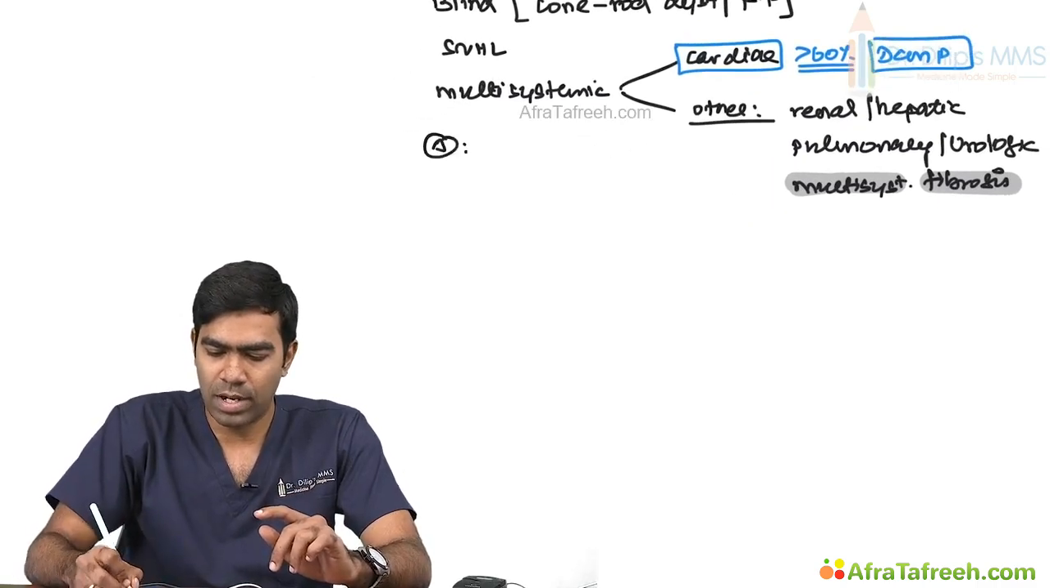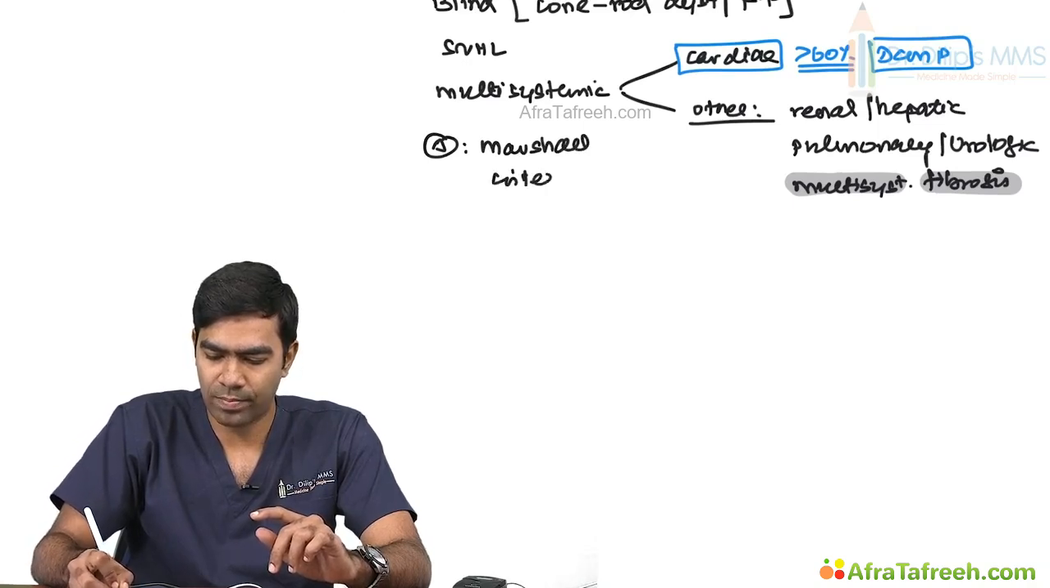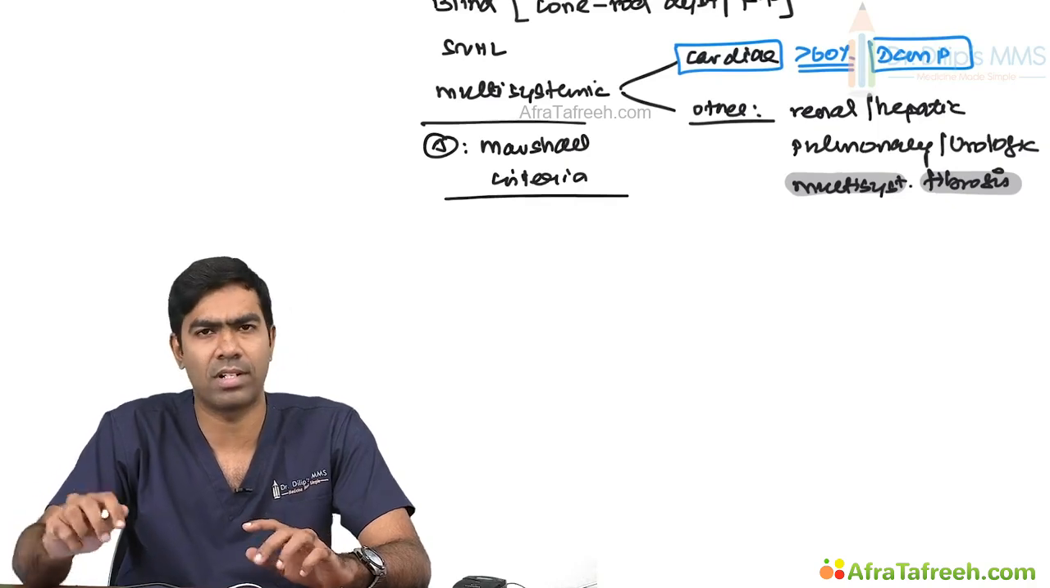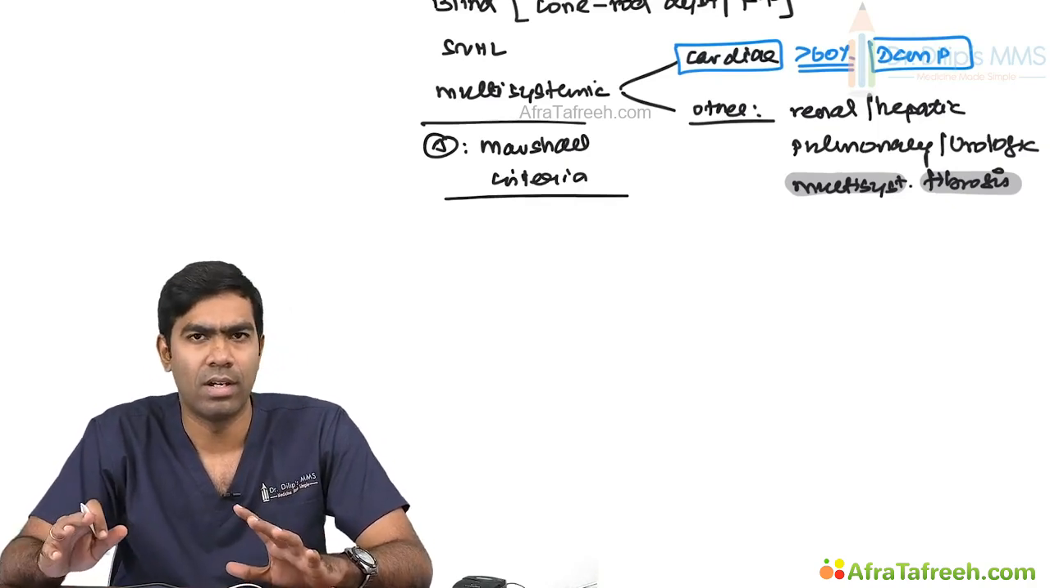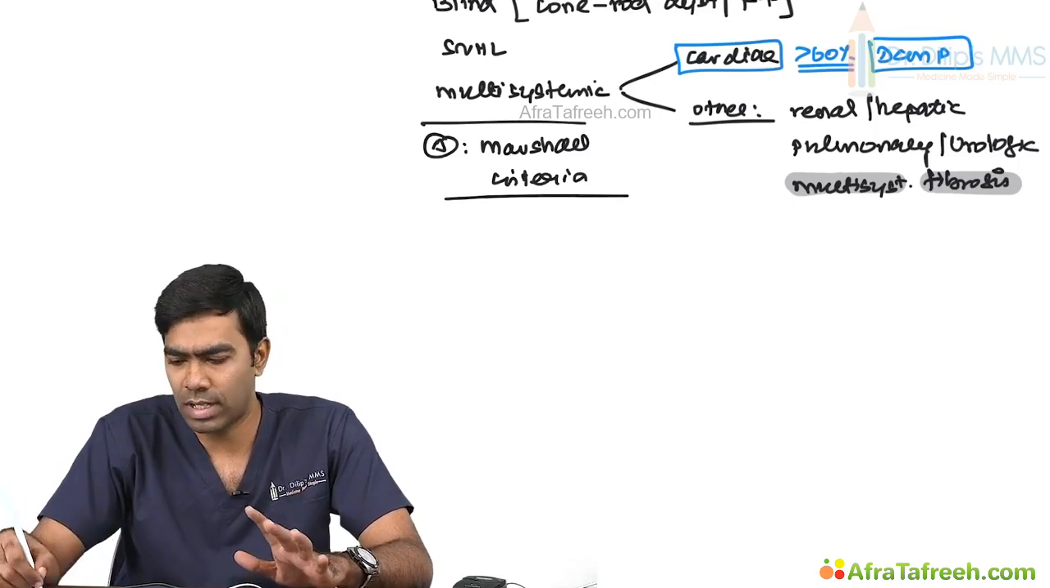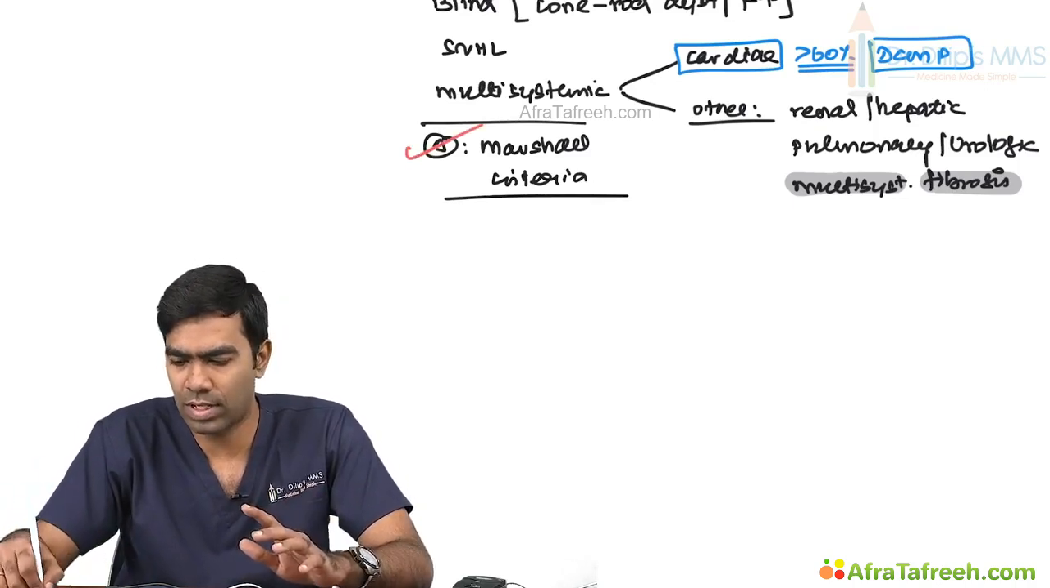And diagnosis is made using a clinical criteria termed as Marshall criteria. The name Marshall criteria has been applied to many other diseases also, but in this Alström syndrome also, the diagnosis is based on a clinical criteria called Marshall criteria, but the confirmatory diagnosis is based on identification of this mutation in the ALMS1 gene in the chromosome number 2. Fine. So this is Alström syndrome.